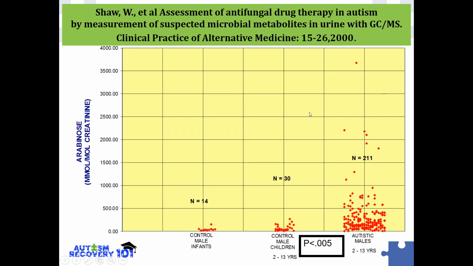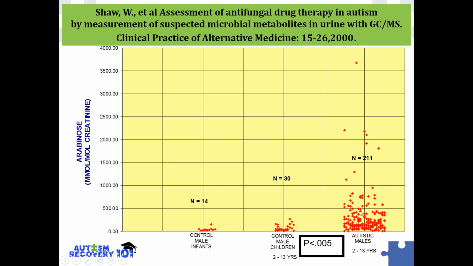This was from Dr. Shaw from Great Plains Laboratory, where they analyzed control infants, okay, and they looked at control male children and autistic children of the same age. Control meant they were not autistic. We all can have candida, and that means we all can have a certain level of arabinose in our system at any given time.